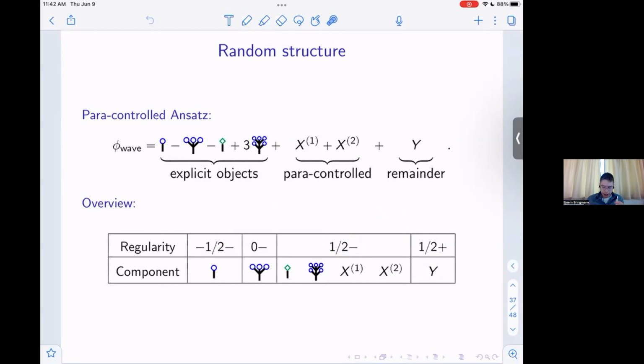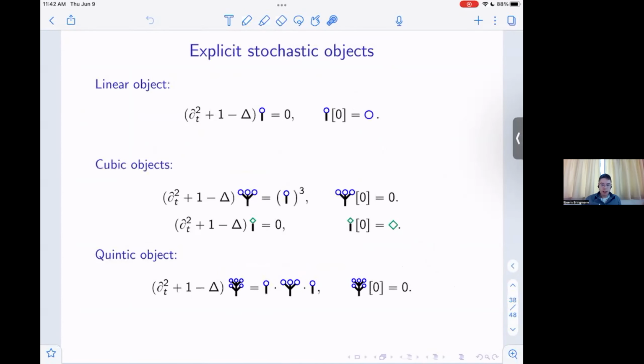So let's talk a little bit about what these different objects are. The first thing I want to discuss are these explicit stochastic objects. I'll tell you their precise definition, but what I want you to remember after the slide is that they're explicit, meaning that I can write down a formula for them. I do not have to solve a fixed point problem. The first object is this blue lollipop right here, and this denotes a linear evolution. So if I hit this with a wave operator, I just get 0.